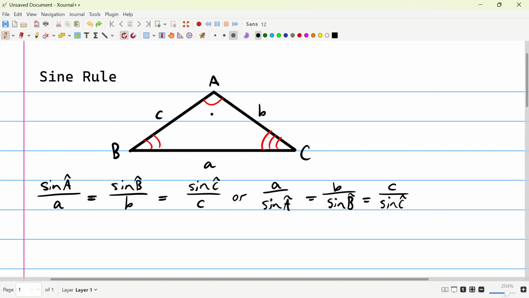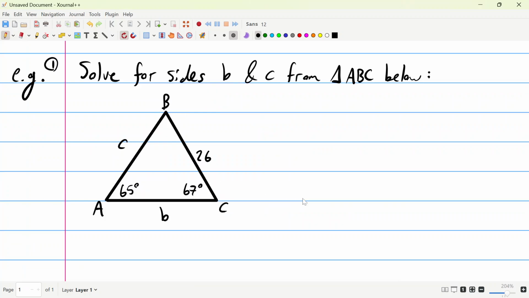Usually you don't use all three of them at once. When solving the equation, you would break it up. You might let these two equal each other to solve for variables, or let this equal that to solve for certain variables. It really depends on the question. So let's get into the actual application of this sine rule and see how we're able to answer the question.